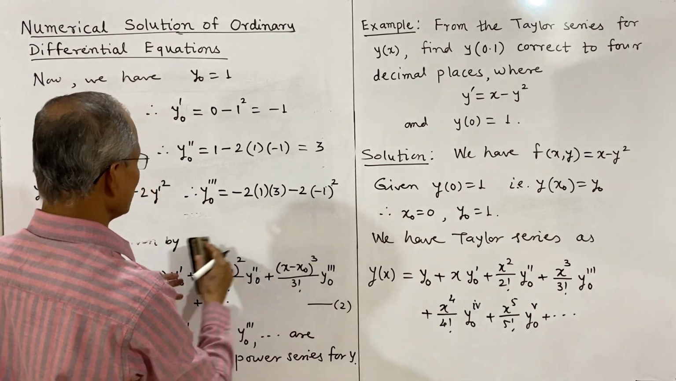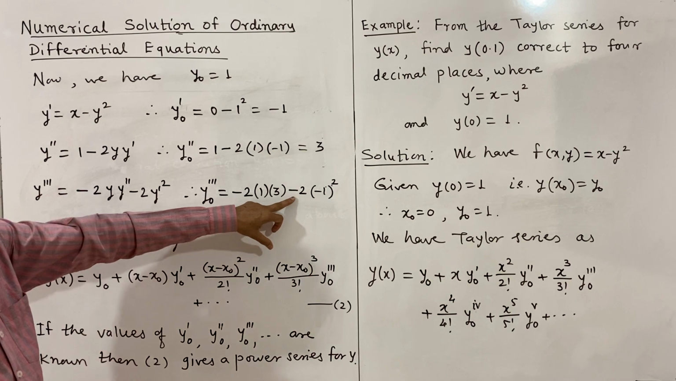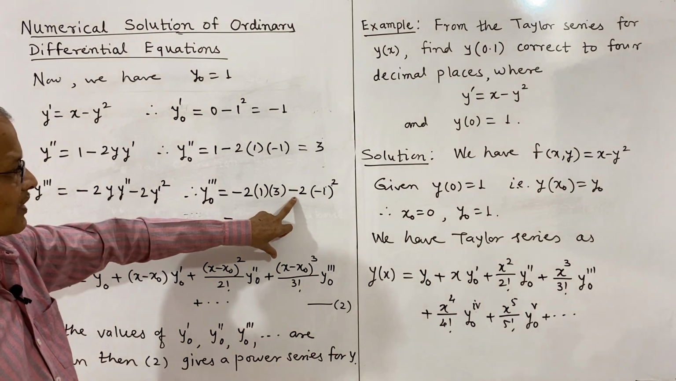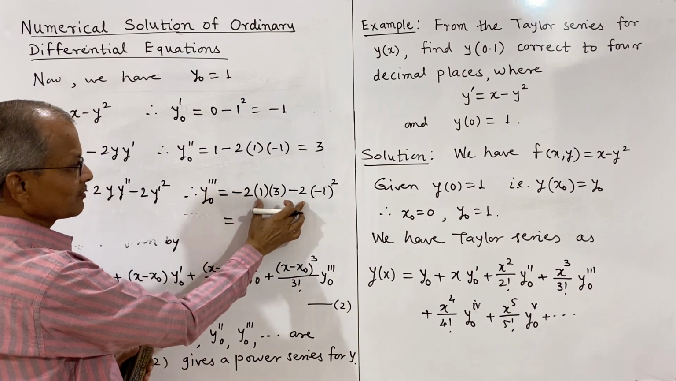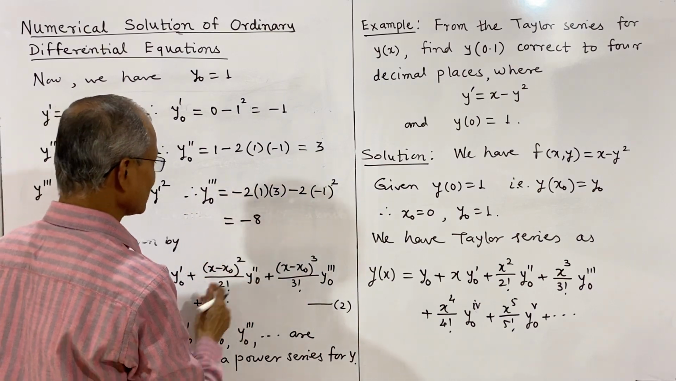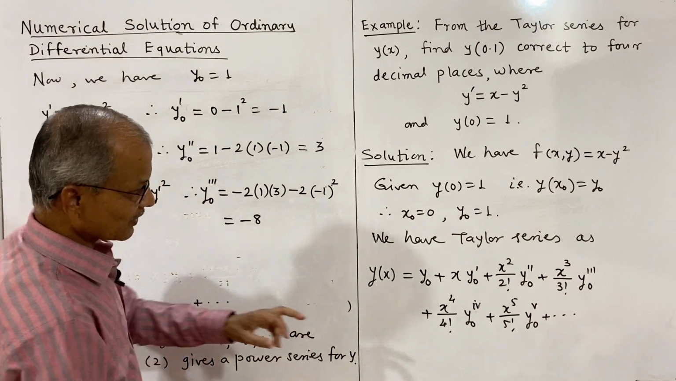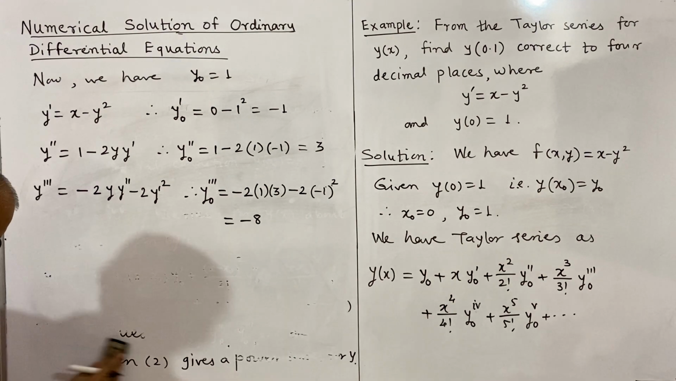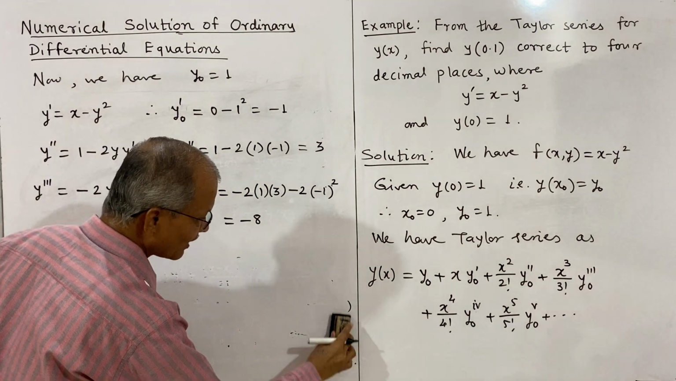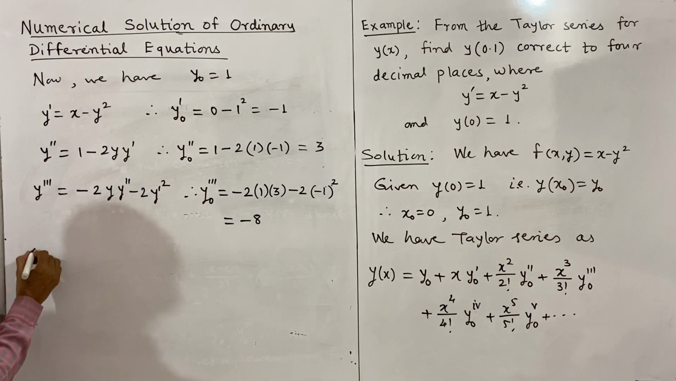So this value is minus 6, and this is minus 2, that is minus 8. This becomes plus 1. So minus 6 minus 2 is minus 8. This is the third order derivative. Now next is fourth. We shall obtain the fifth order derivative, up to 5 terms we have written, because we have to obtain the solution correct up to 4 decimal places.